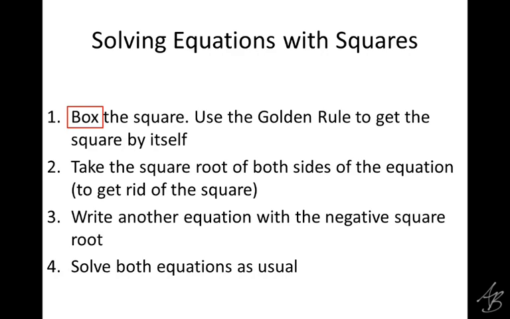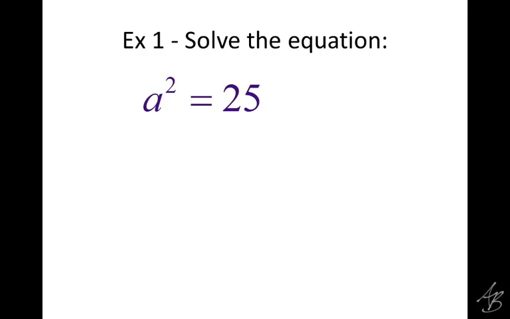All right, so let's look at some examples here and see how we're going to use this. This is a pretty simple one to start with. We do want to make sure that we do all of those steps to start it out. So we're going to circle the variable, draw the line of equality, and then we also want to box the square.